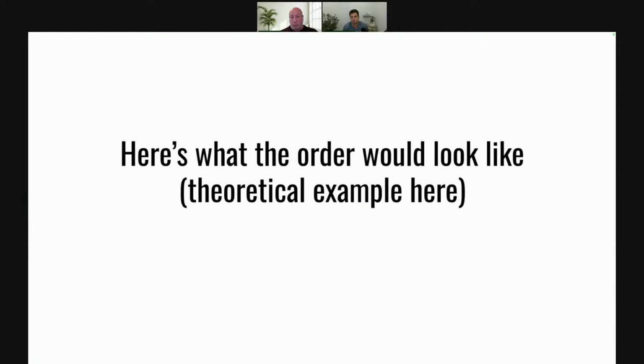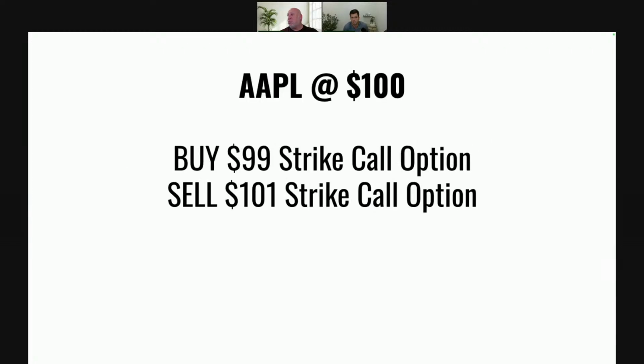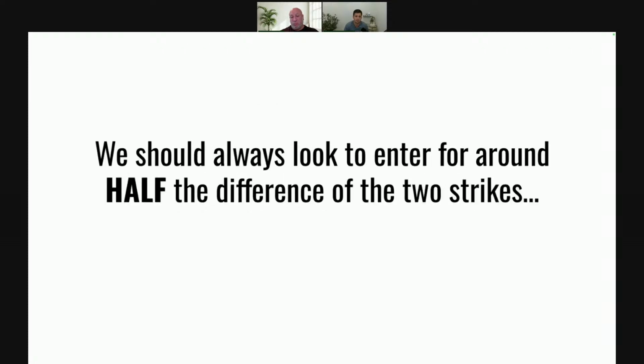So here's what the order would look like. And again, this is a theoretical example, so don't rush to your brokerage to try and take this trade. If Apple's at $100 and you want to do the wrap order, you would buy the 99 strike call option. Again, probably everybody here's bought a call option before, so just very basic there. And at the same time, you would sell the 101 strike call option. So you're just doing 2 call options together at the same time to create this wrap order debit spread.